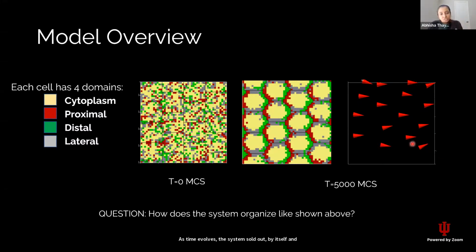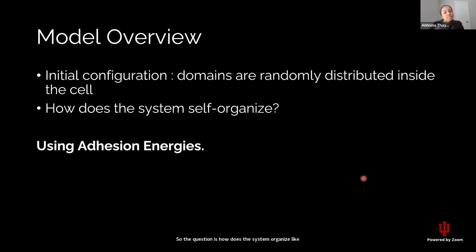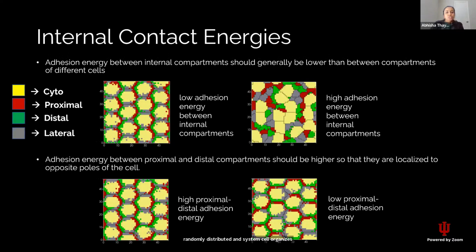The orientation field vectors point from proximal to distal domains. So the question is, how does the system organize like shown above? Using adhesion energies. The domains are randomly distributed and the system self-organizes using adhesion energies. First we're going to talk about internal contact energies. The adhesion energy between internal domains should generally be lower than between compartments of different cells.